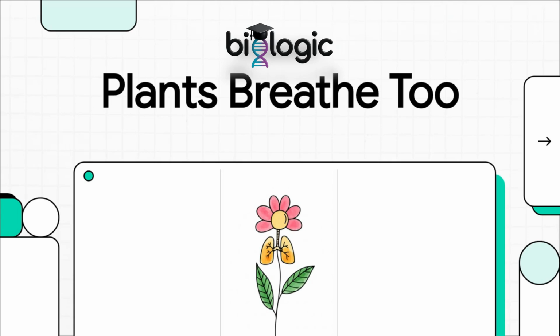When we think about plants, we usually picture them as these quiet, green oxygen factories for the planet, right? They take in our carbon dioxide and give us fresh air to breathe. And look, that's totally true. But it's only about half of the story.